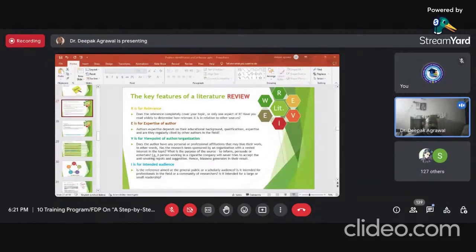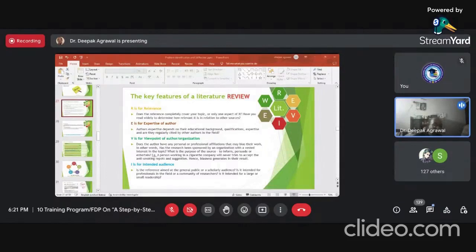Third stands for V, that is the viewpoint of the authors and the organization. You need to identify which type of paper you are going to develop and what your target audience will be. If you want to develop a paper based on your own thought, just try to move in that manner. If you are developing a paper for society, then you should rethink how it is going to be beneficial to society.